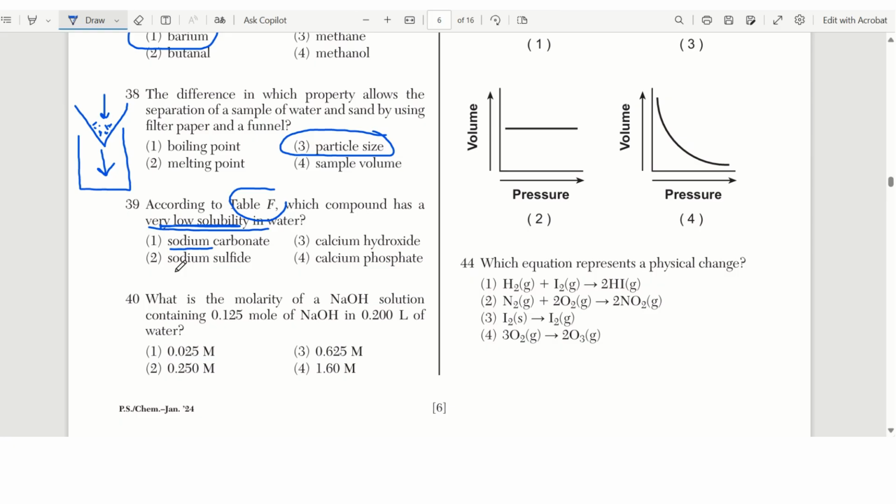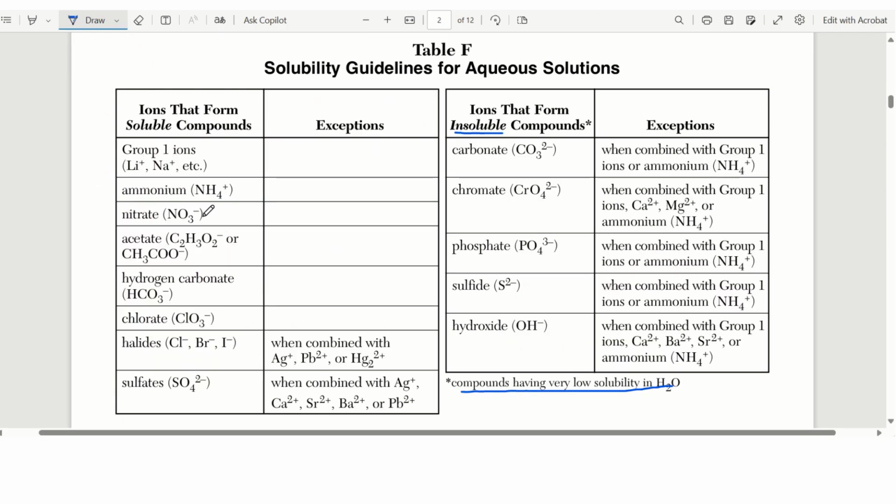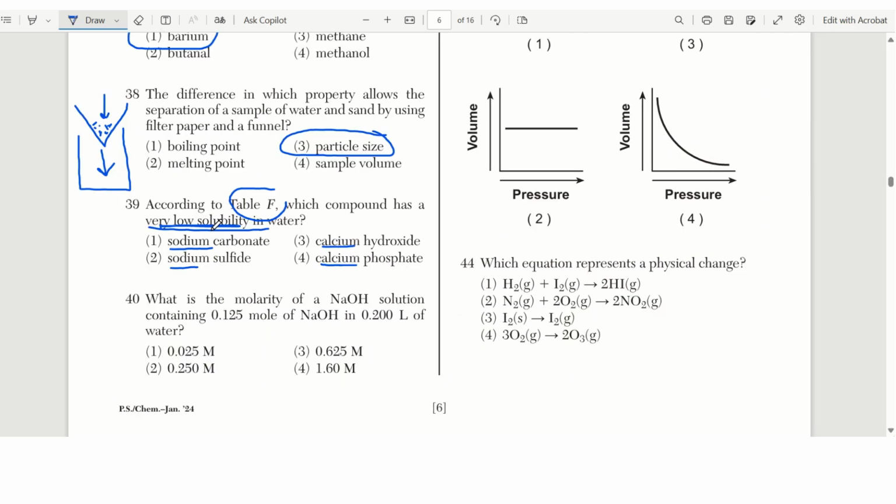So we have sodium, sodium, and calcium, calcium. So let's look at table F. If you don't know that this is sodium, you're going to have to look that up on table S, find it here. But if you see that sodium is here with no exceptions, meaning sodium is always soluble, so these are both wrong, okay?